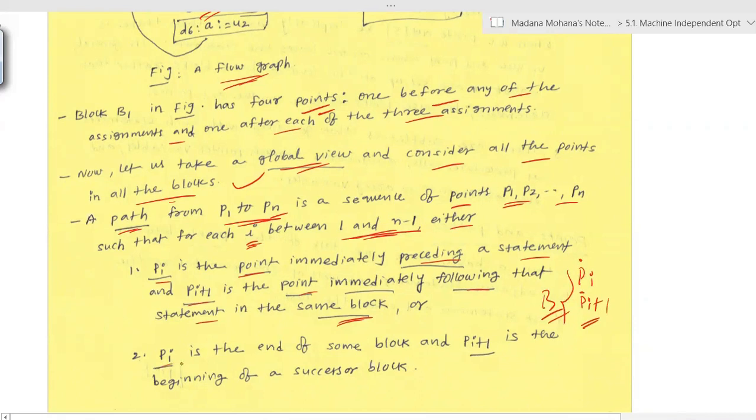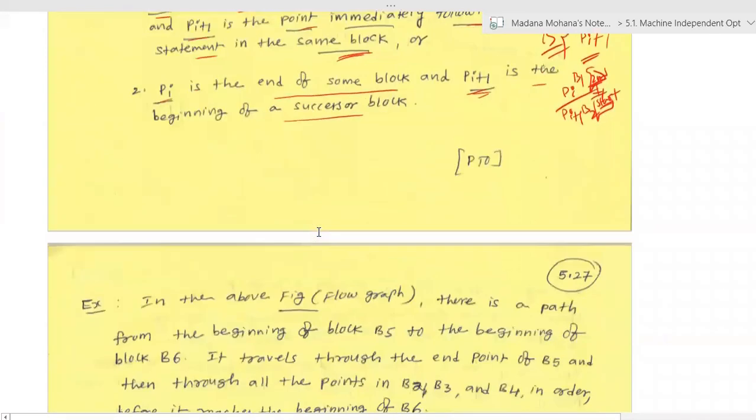Then the other case: Pi is the end of some block and Pi plus 1 is the beginning of a successor block. Suppose here B1, this is the end, and now B2 starts. So here Pi is the end of some block, and Pi plus 1 is the beginning of the successor block, the next one. Here this is Pi plus 1, this is Pi. For paths, these 2 possibilities are there, and either one needs to be considered.